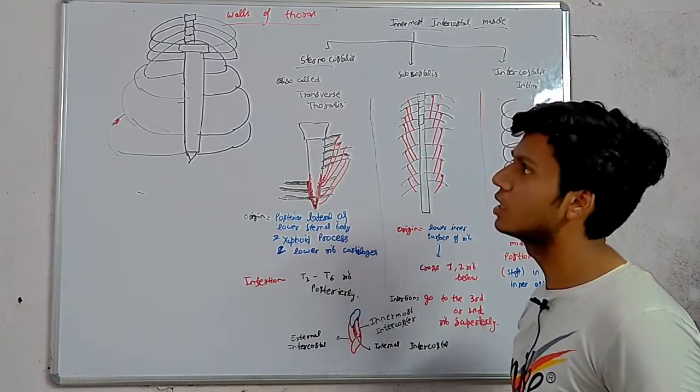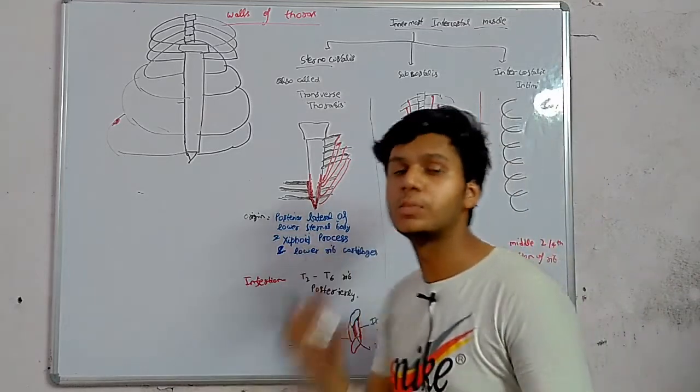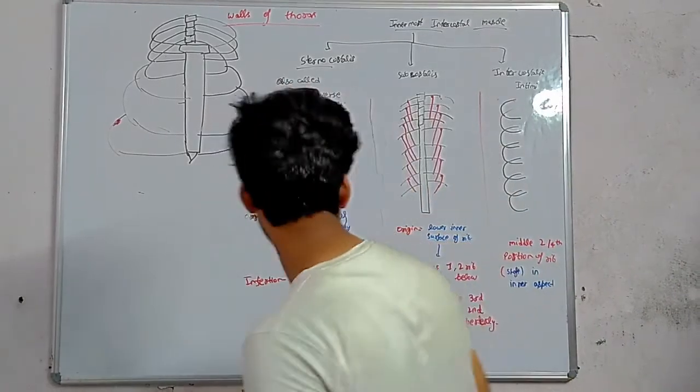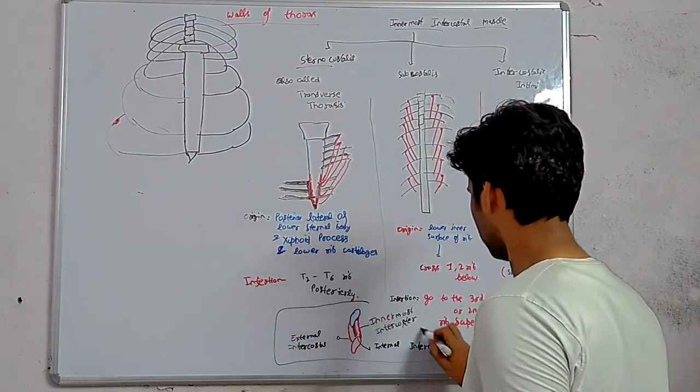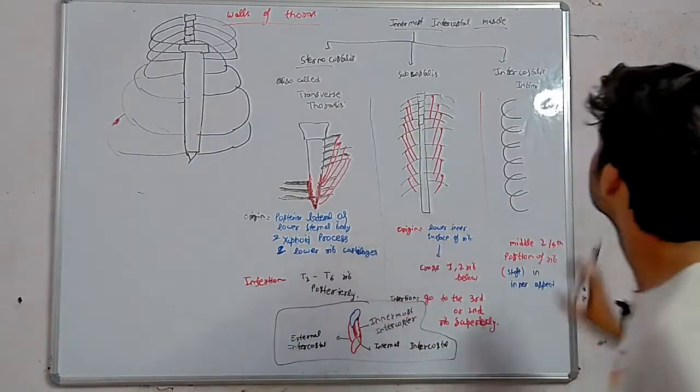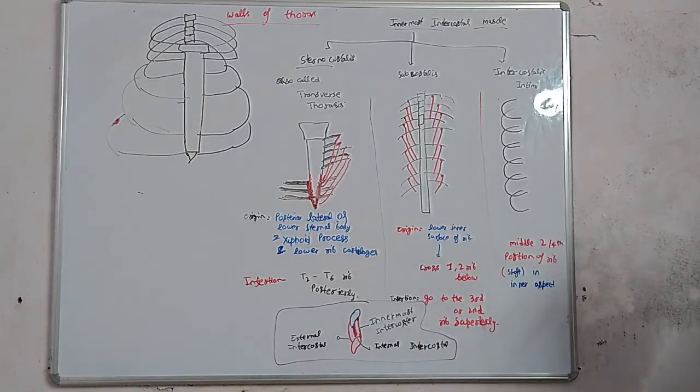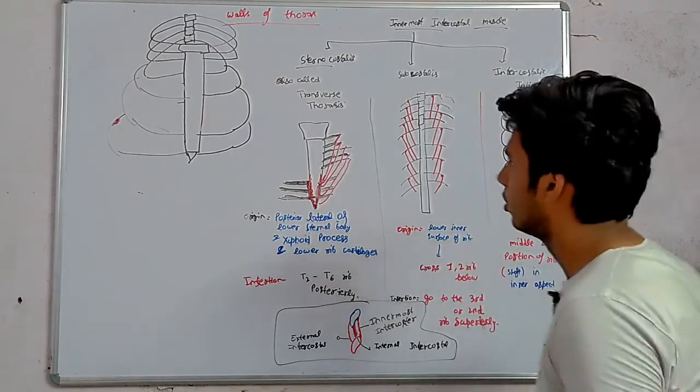Intercostal muscle. What is the meaning of intercostal? Between two ribs. The word costal is used for ribs. Done? This is important for remembering. These are the three muscles of the thorax, the intrinsic thorax muscles. Done? Note this.